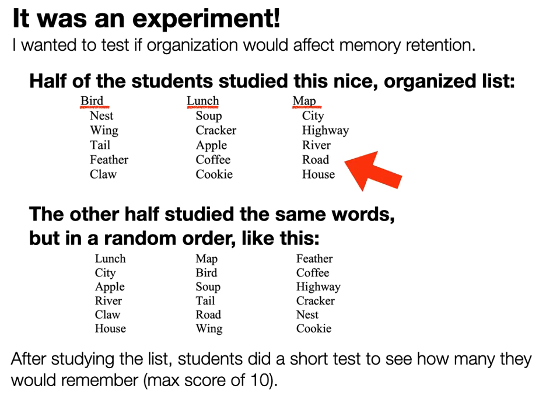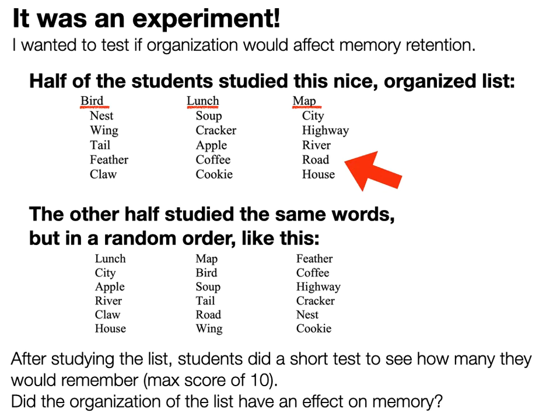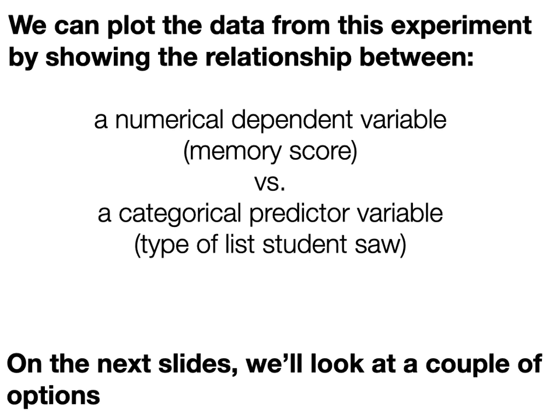Okay, so they would study the list, so they only saw one, or the other. Students were randomly put into one of these two treatments, and then they did a short test. And let's look at, did it affect their memory? So we can think of this experiment as looking at the relationship between two variables. We've got the numerical variable, their memory score, that's the outcome, and then we've got the categorical variable of the type of list they saw. That's the thing that we're hypothesizing might influence memory.